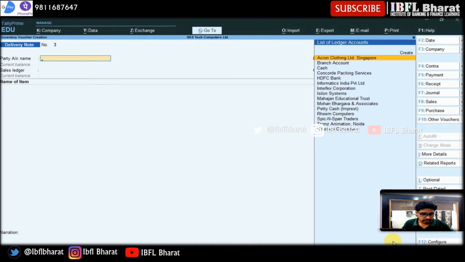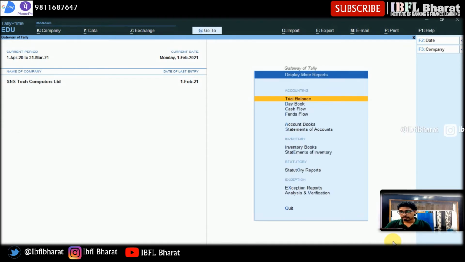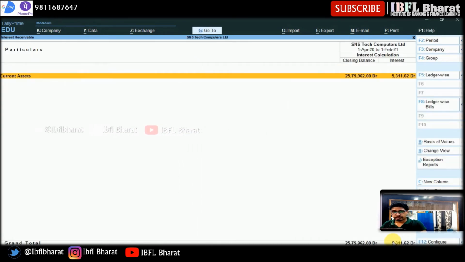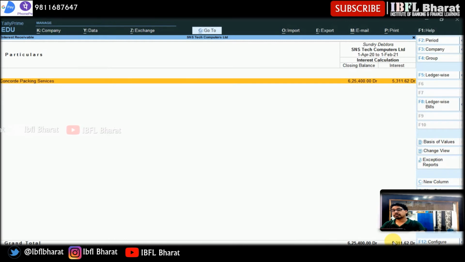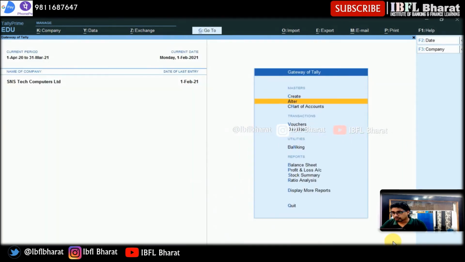After this, received a check from Concord Packing Services with interest. Now here is a thing, we have a Concord party in which we had also activated the interest. Now we have to see what is the amount of interest here. You just come to statement of accounts, interest calculation, interest receivable. Here is the detail of Concord Packing Services interest amount from the date of sale to current date. We have 5,311.62 rupees.